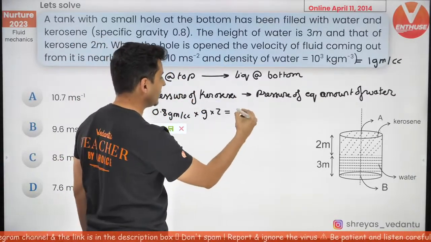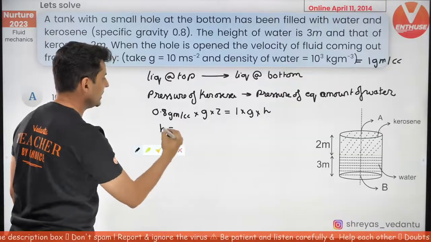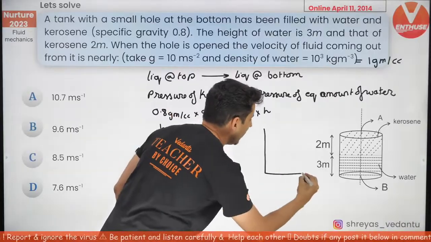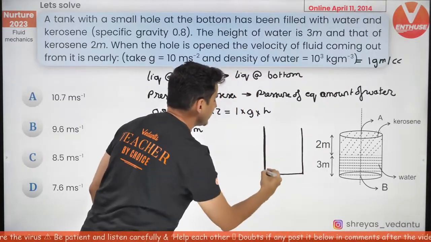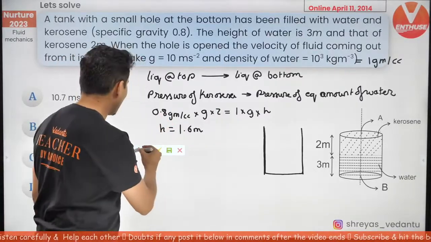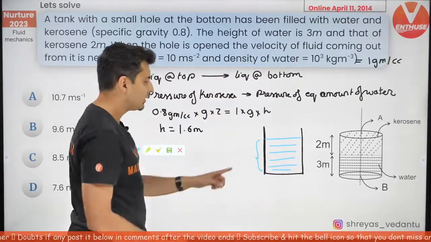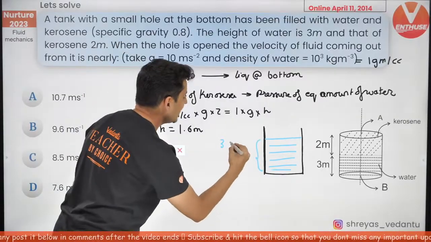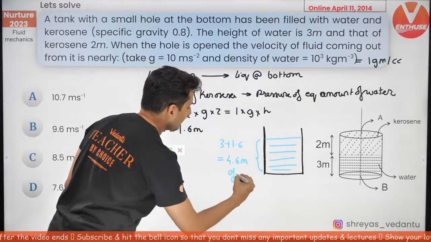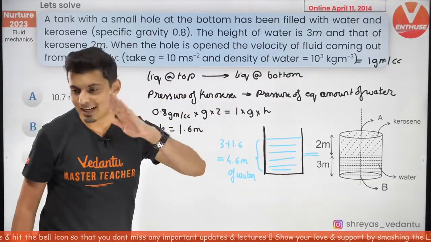I do not know. Let's find that out. Density of water is 1. g is g. Height of water is going to come from here. So that height will be 2 into 0.8, which is 1.6 meters. That means instead of having 2 meters of kerosene, you can have 1.6 meters of water. So at the end of the day, how much water do you exactly have over here? You have 3 plus 1.6, which is just 4.6 meters of water. This is exactly same. There is no difference in that. These both are exactly equivalent.